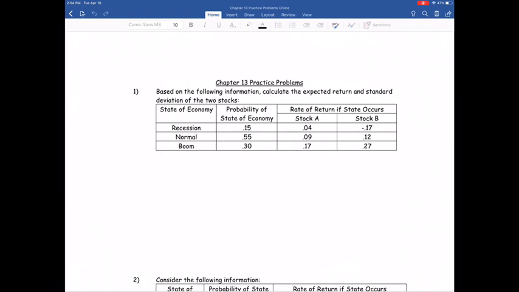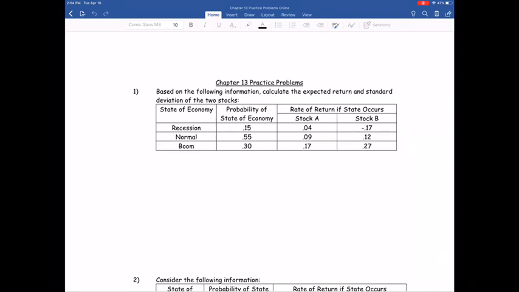In Chapter 13, we turn our attention towards expected returns in the future, and we also dive into expected returns on individual securities based on their level of risk using what is called the capital asset pricing model. So let's just jump into practice problem number 1 here and start to evaluate expected returns for future upcoming returns.